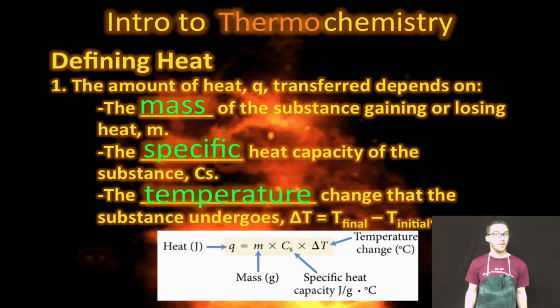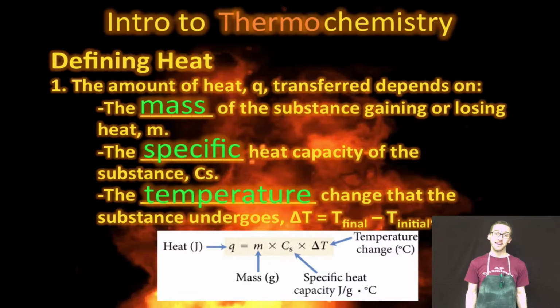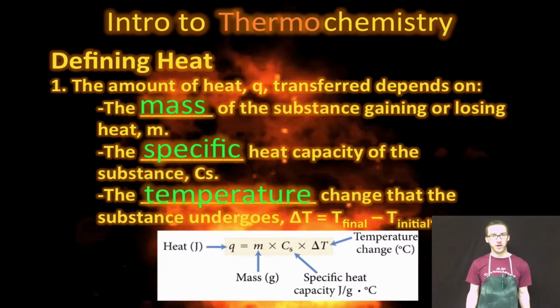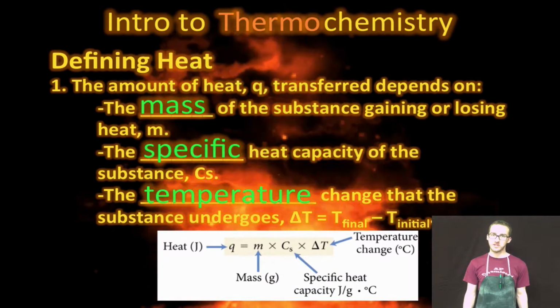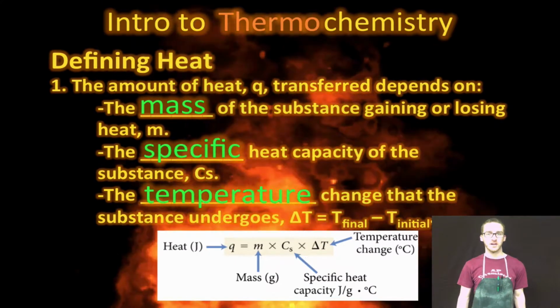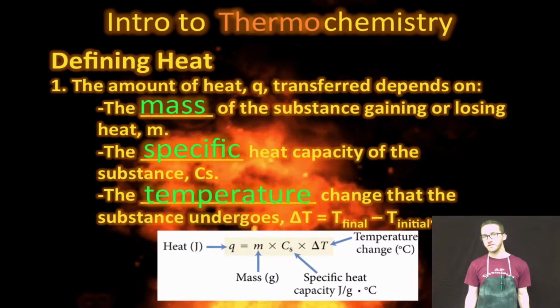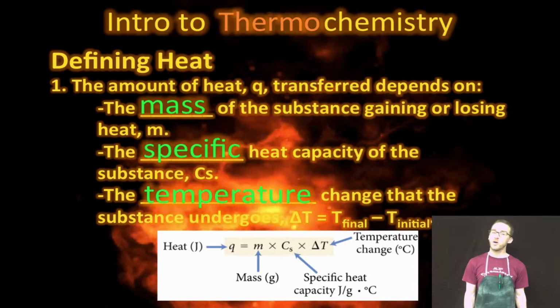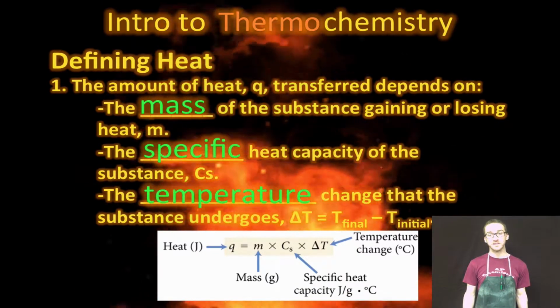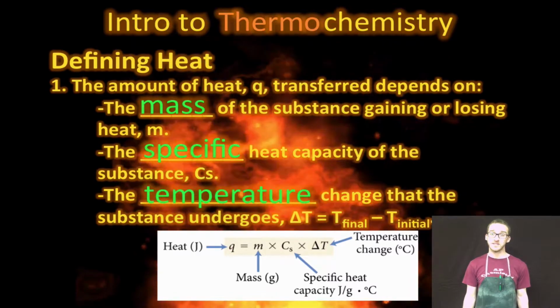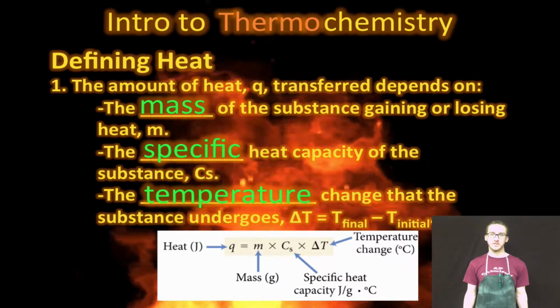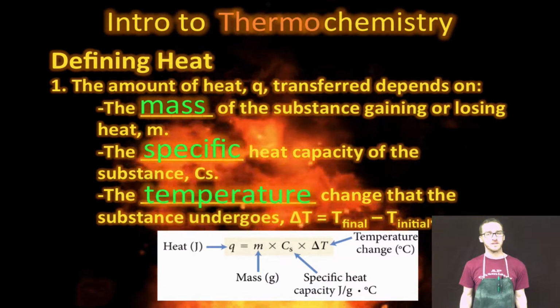1, it depends on the mass of the substance that's gaining or losing heat. We'll represent that variable using the letter M. It also depends on the specific heat capacity of that substance. We'll abbreviate that using the letter C. And finally, it also depends on the temperature change that substance undergoes. And recognize that temperature change, or delta T, is described as the final temperature minus the initial temperature.